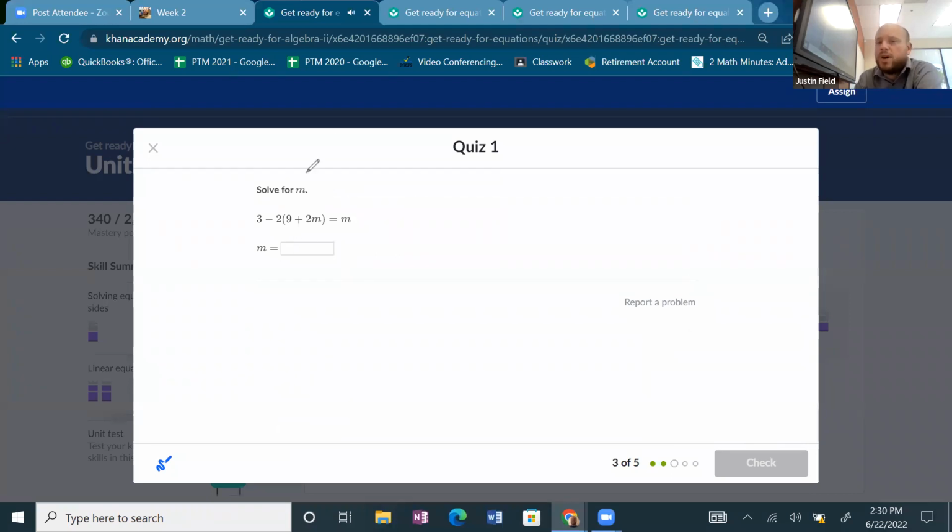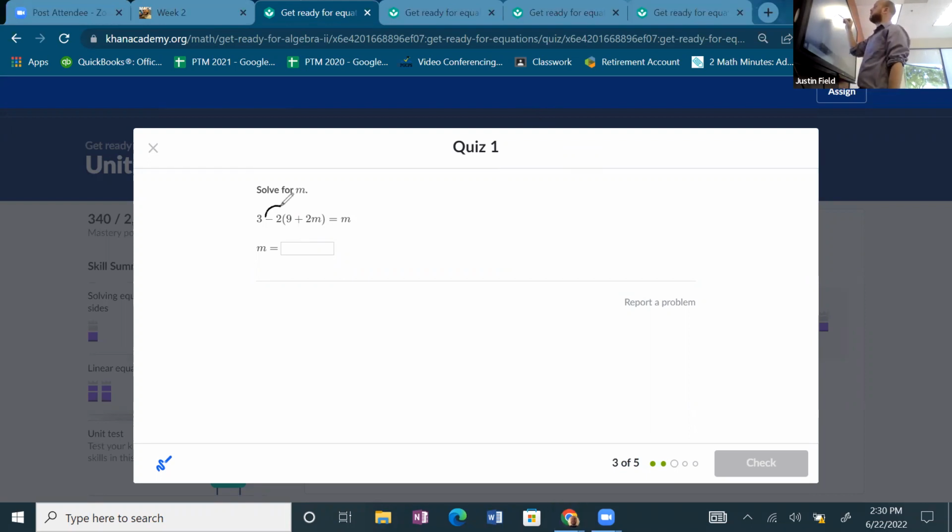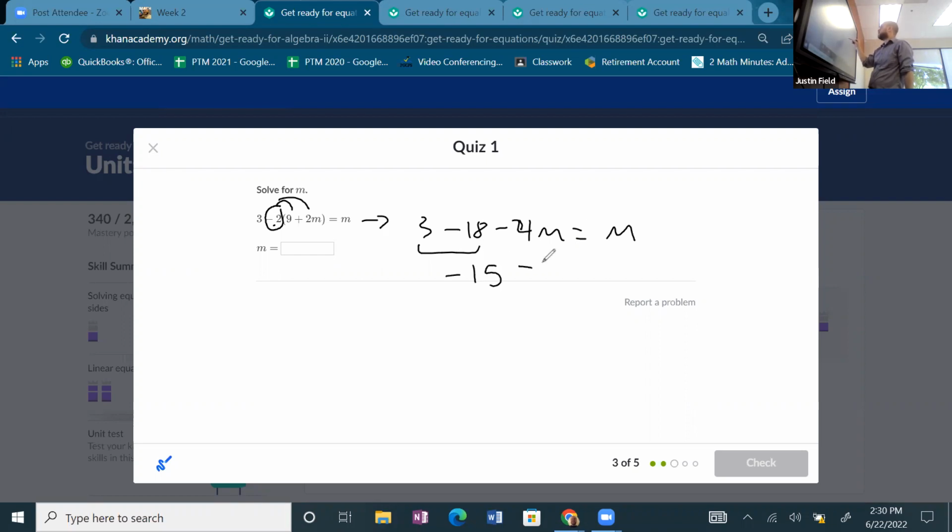Okay, so solving this one is the same as the other one, but this time we have the distributive property. And when you use the distributive property, make sure you don't forget to distribute the negative. Then it's going to be 3 minus 18, and then -2 times 2 is -4. All right. Now we are going to combine our like terms. So that's going to be 3 minus 18 is -15 minus 4m.